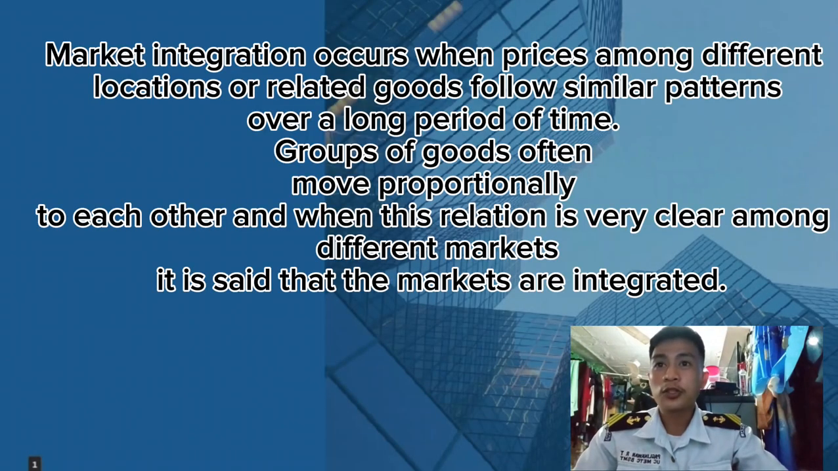Market integration occurs when prices among different locations or related goods follow similar patterns over a long period of time. Groups of goods often move proportionally to each other, and when their relation is very clear among different markets, it is said that the markets are integrated.